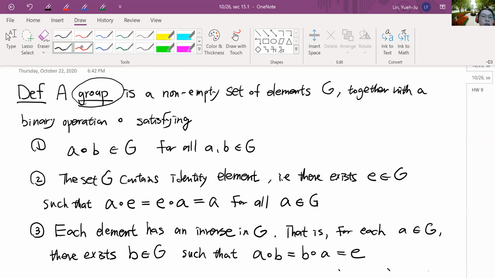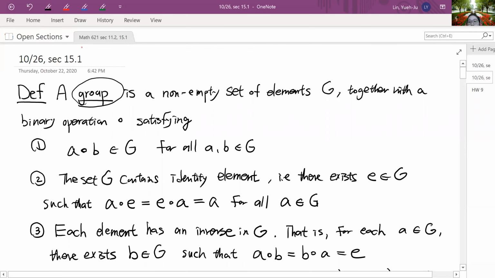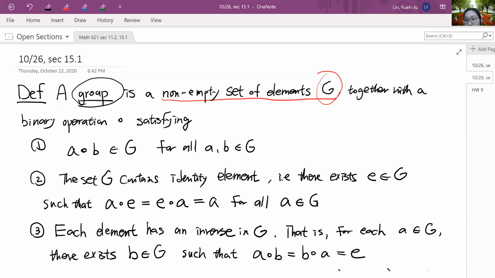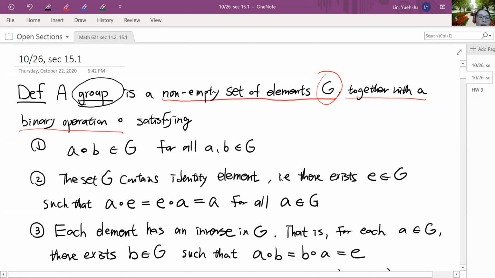A group is a collection of elements, or you can say a non-empty set of elements, and that's called capital G, which stands for group. But a group is actually more than just a collection of things. You need to pair it with an operation, which we call a binary operation. Binary means that element A is acting with B, so it's essentially discussing the relationship between two elements. So we call it a binary operation.